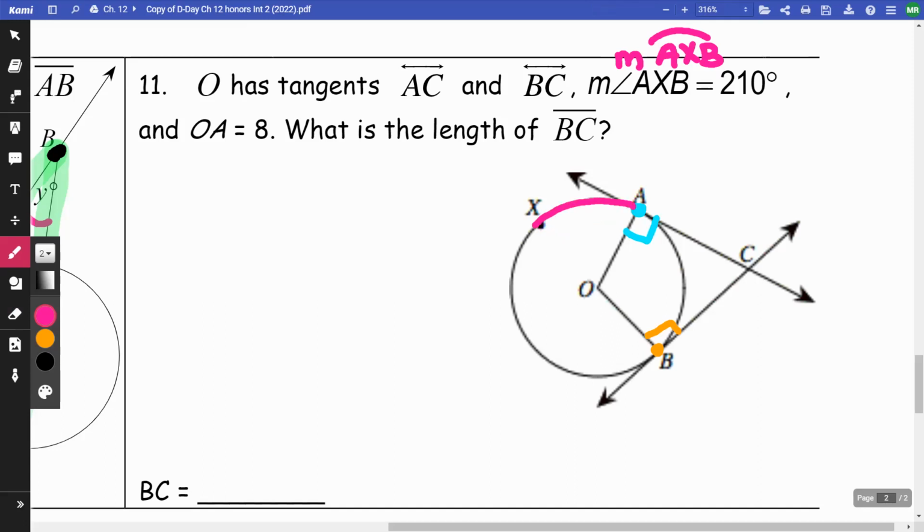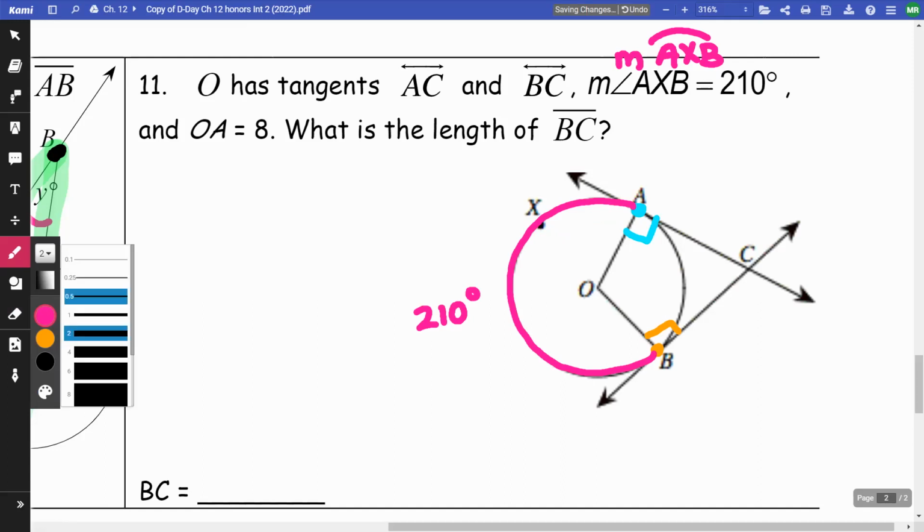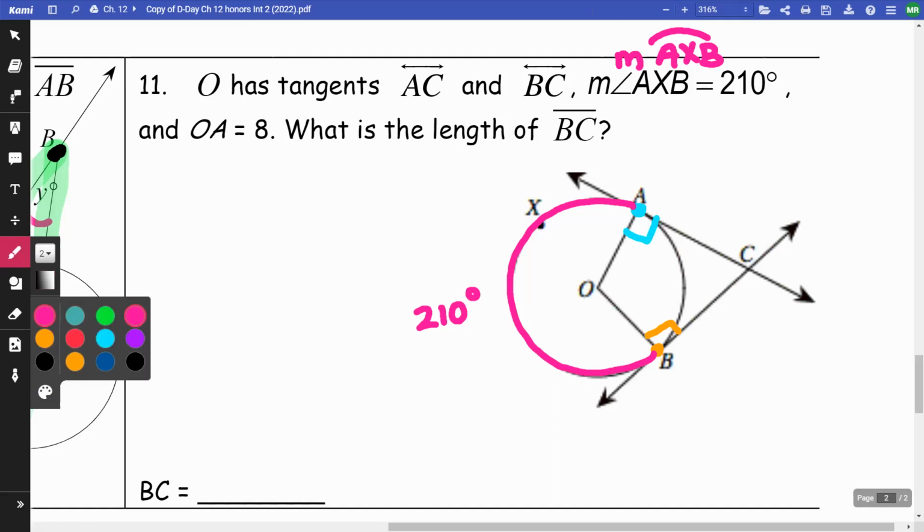So if this arc, AXB, is 210 degrees, then this side over here is going to be the rest of that 360 degrees. And so the rest of that 360 degrees is going to be 150 degrees. So this, let me just write it here, is going to be 150 degrees, which means that this angle is also going to be 150 degrees.